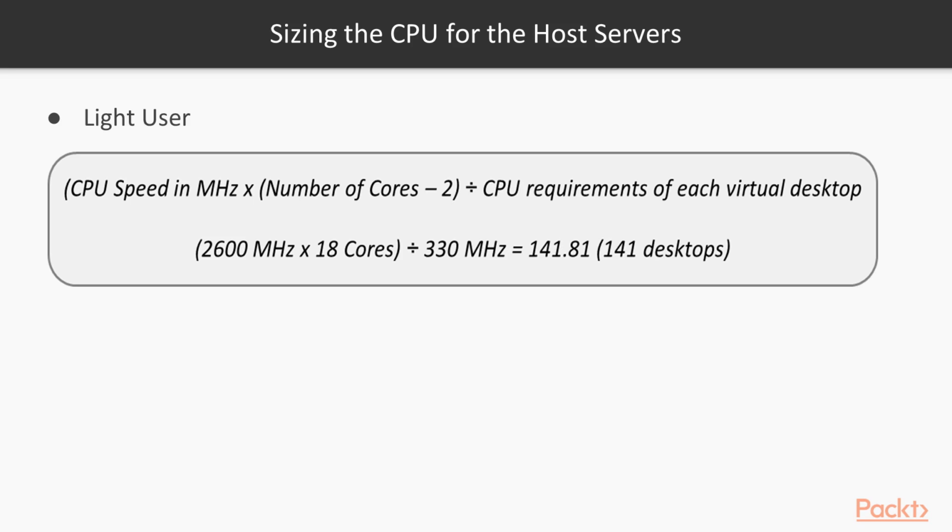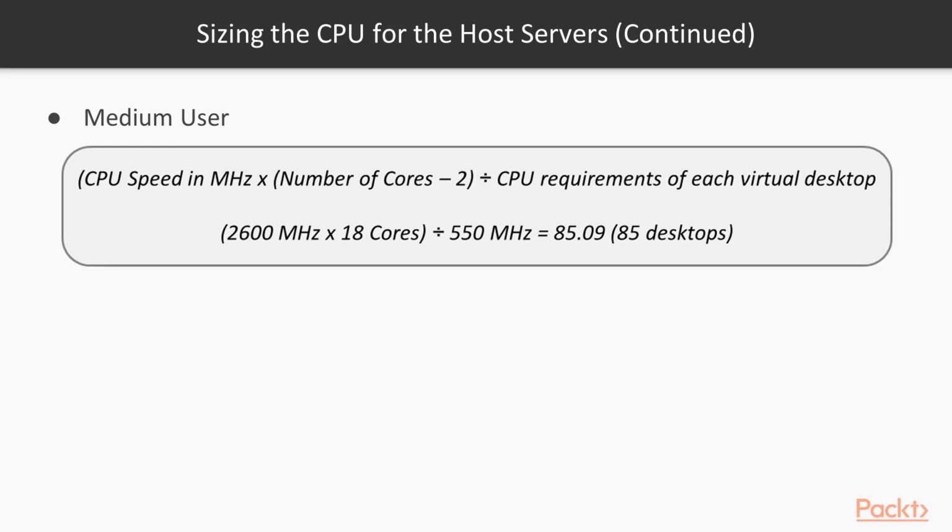We take the CPU speed in megahertz, we multiply by the number of cores, minus the 2 that we use in the hosting infrastructure, and we divide by the CPU requirements of each virtual desktop. So we have our 2.6 gig, we have our 18 cores, and we divide by the 330 MHz each desktop requires. And that gives us a figure of approximately 141 desktops per server.